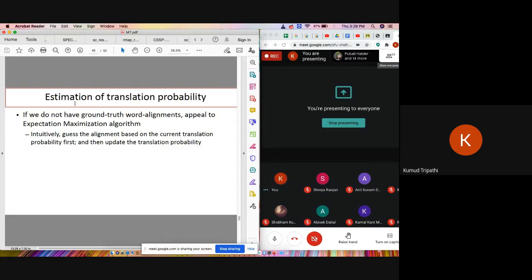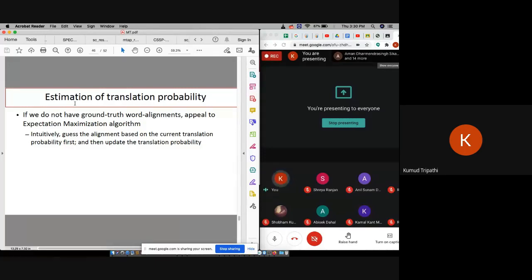So actually, if you know the expectation maximization algorithm, it has two steps, E step and M step. Since this is an unsupervised approach, we know that in an unsupervised approach we do not have any prior information about the actual labels, right? So how can we start this unsupervised approach? For that, we need to initialize, right? We need to perform some initialization steps. So what is that initialization step? Here they are telling, guess the alignment based on the current translation probability and then update the translation probability.